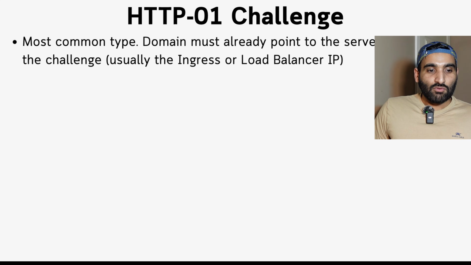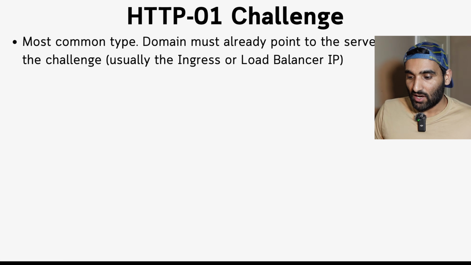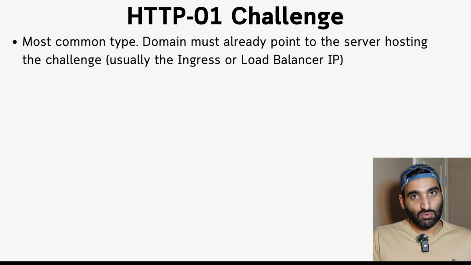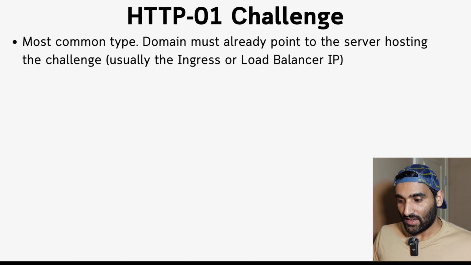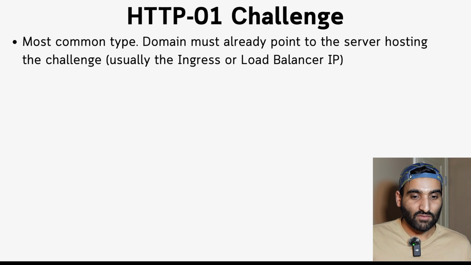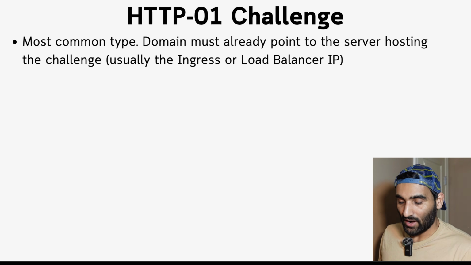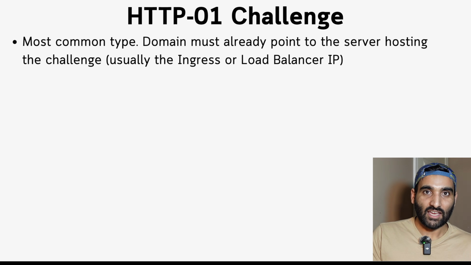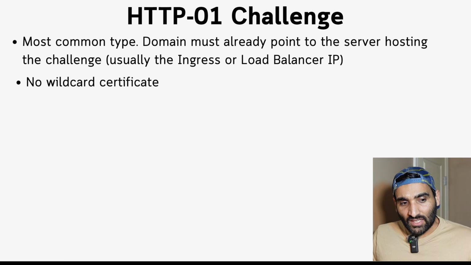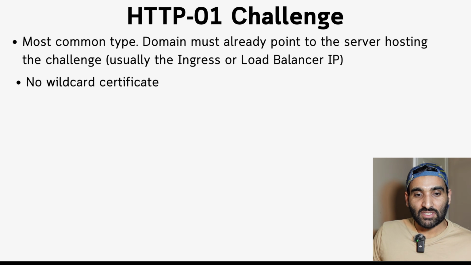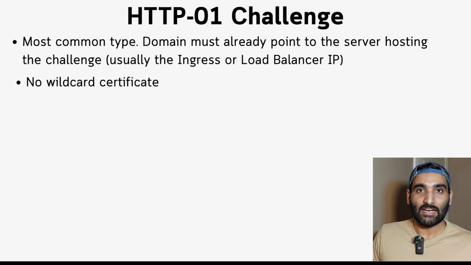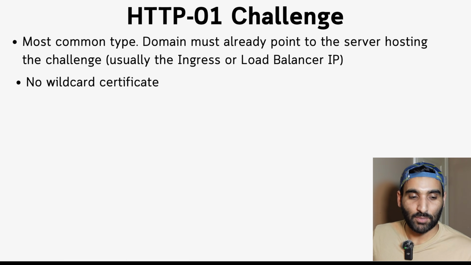So we have the HTTP-01 challenge. You configure your issuer on your cluster, specifying that it's going to use the HTTP-01 challenge, and then whenever your certificate sends the request to the ACME server, you have specified in your issuer that it's going to use the HTTP-01 challenge. One thing I want to point out is that whenever you're using the HTTP-01 challenge, you can't have a wildcard certificate. It's going to be for a particular domain.